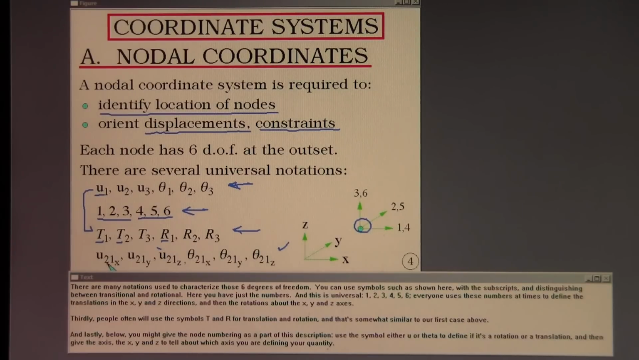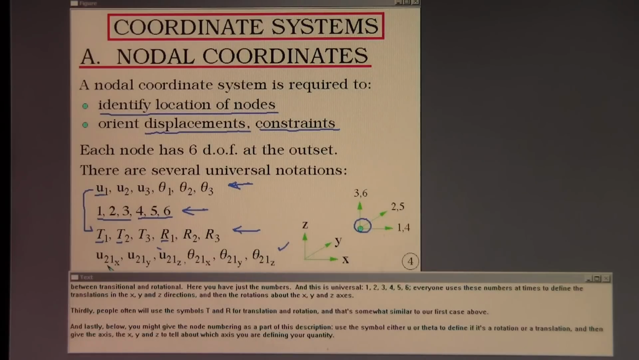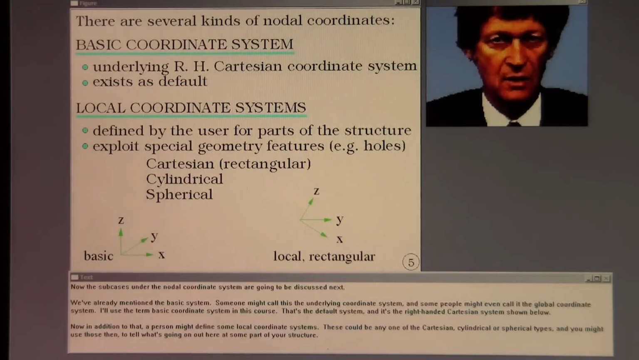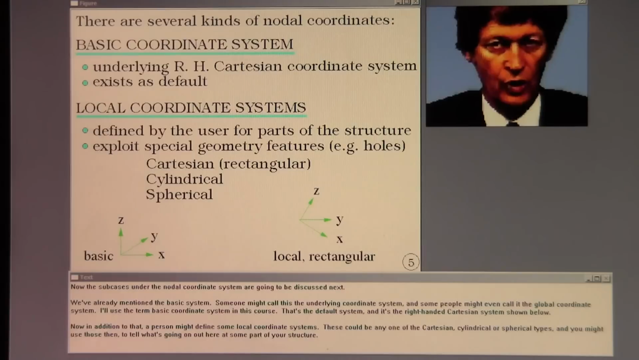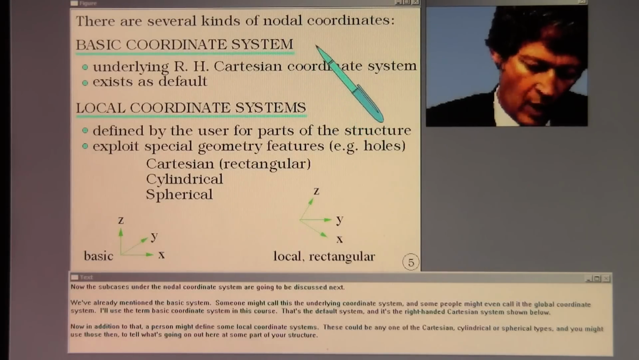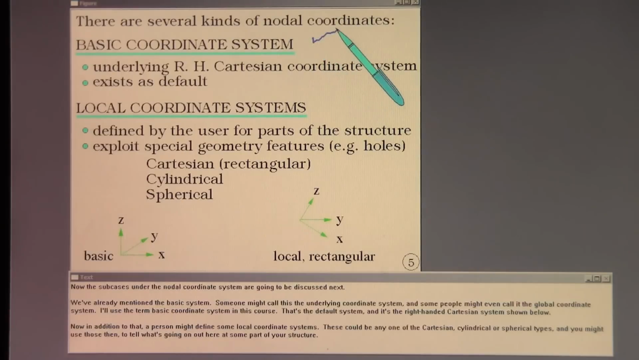Use the symbol either U or theta to define if it's a translation or rotation, and then give the axis, the x, y, and z, to tell about which axis you are defining your quantity. Now the sub-cases under the nodal coordinate system are going to be discussed next. We've already mentioned the basic system.